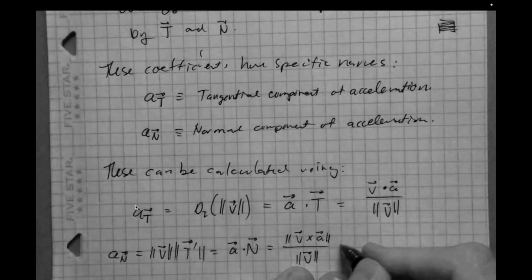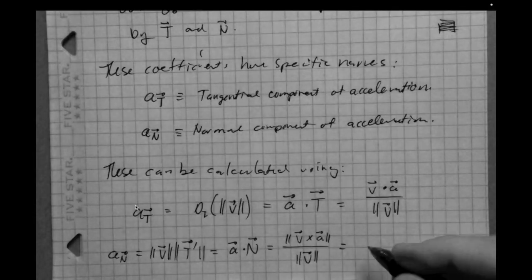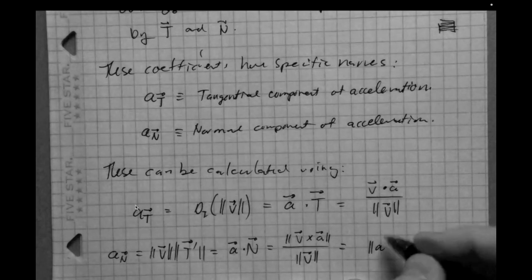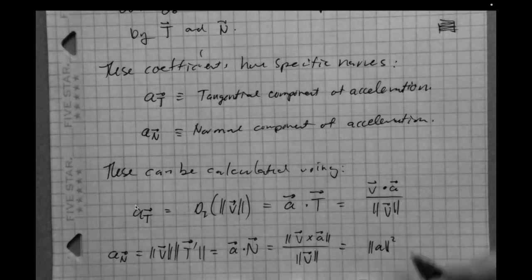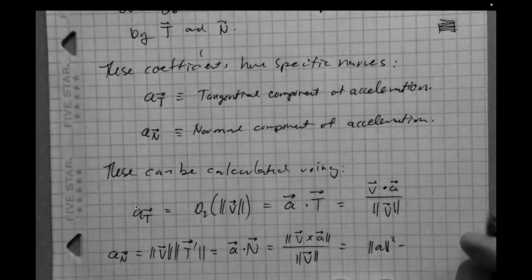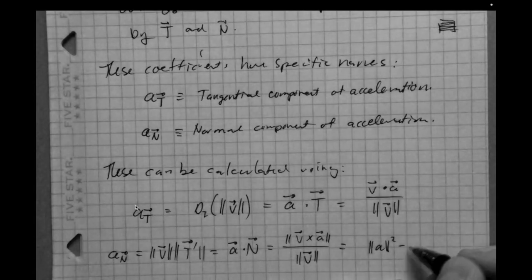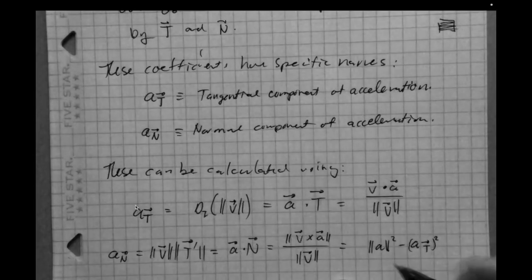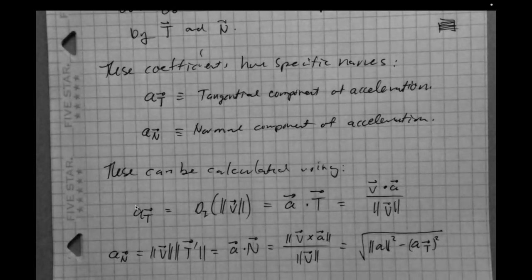And yet another way to get to it is to take the norm of the acceleration, square it, subtract off the square of the tangential component, and take the square root. So that's yet another way to get to it. So if you have the tangential component, the normal component can be calculated using that piece as an input. Okay.